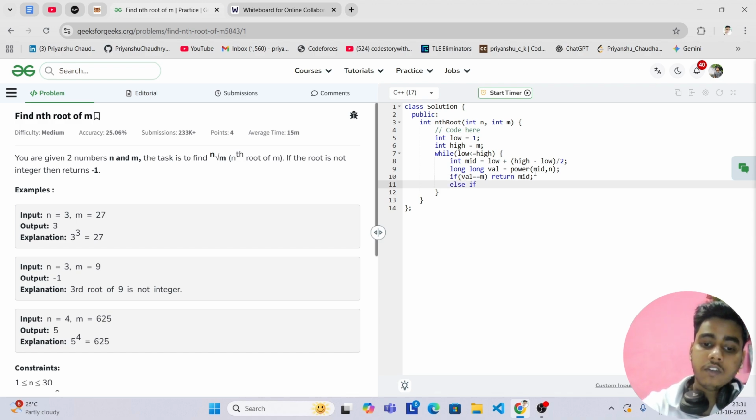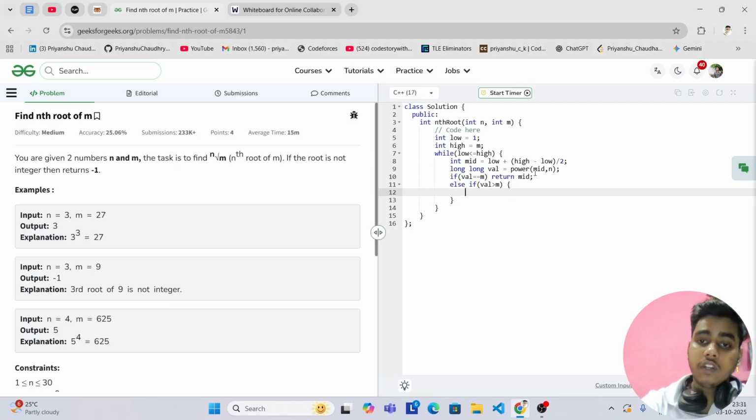Else if the value which we are getting can be, let's say, greater than m. So if it is greater than m, it means the answer is backward. So we should go backward. And for going backward, we all know we should make high mid minus 1. All right. And in the else case, when value is less than m, I should say that I have to check forward. So in this case, low will be mid plus 1.